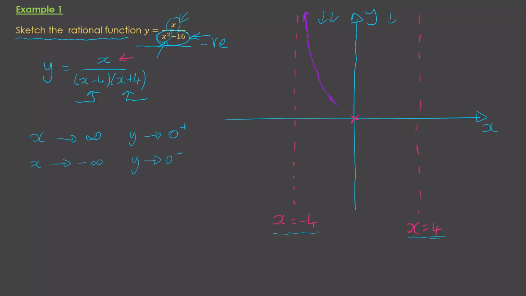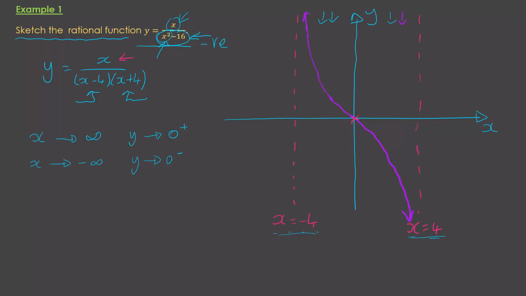Then it's going to come in, it's got to go through 0. And when we move into the next region, we have a positive divided by a negative, which is negative. So it must head out along the asymptote in this direction.